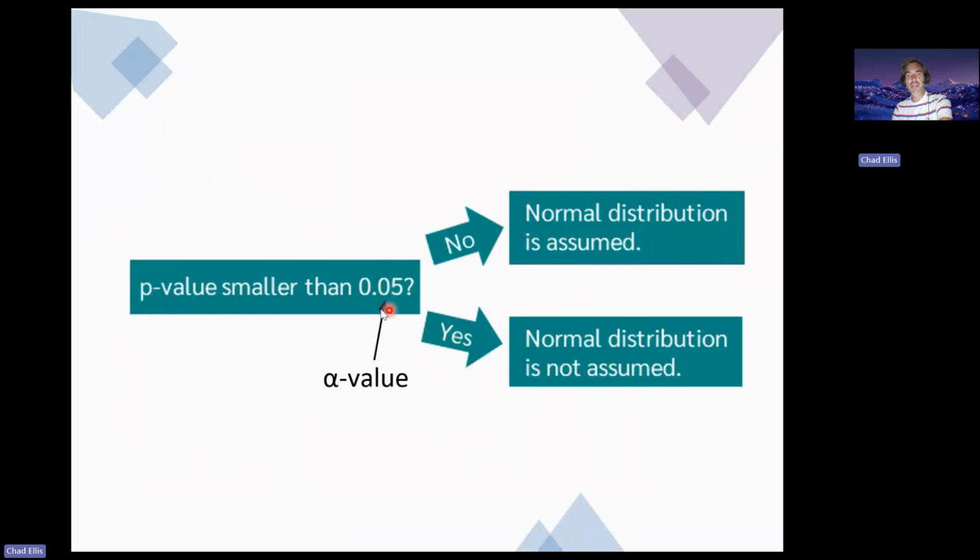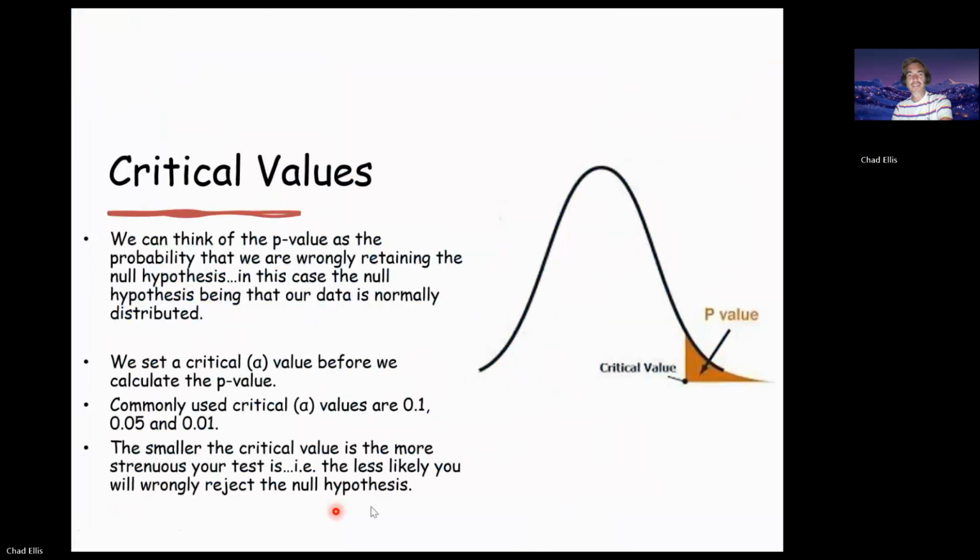If our p-value is smaller than the alpha value, in this case 0.05, we're going to reject the null hypothesis and assume that our data set is not normally distributed. So again, like I was saying, these critical values, often we pick the 0.05 value, but we could pick any value we want. We could set it to 0.01, we could set it to 0.1, we could set it to 0.2 if we want, right? So by setting this critical value, we make it either harder or easier to reject the null hypothesis.